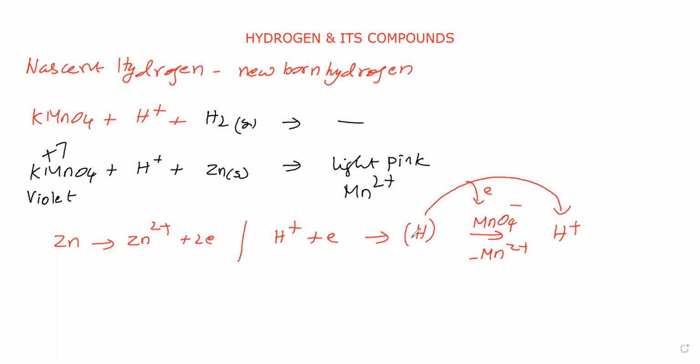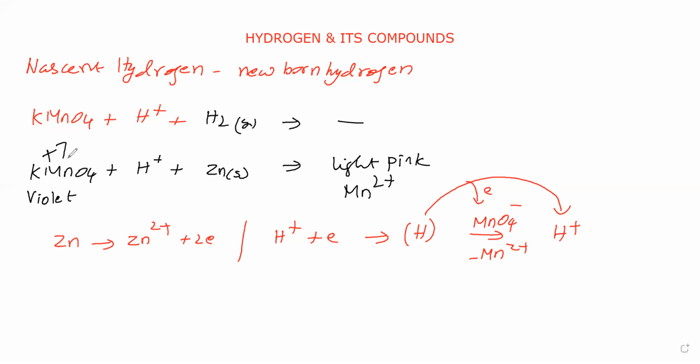Okay, so here this hydrogen is produced in the chemical reaction. This H is produced during the chemical reaction and disappears in the chemical reaction. It is produced and immediately it disappears, isn't it? Because we are taking H+, that is becoming H. That H immediately becomes H+, isn't it? Therefore, this hydrogen is a newly born hydrogen. This hydrogen is called nascent hydrogen.